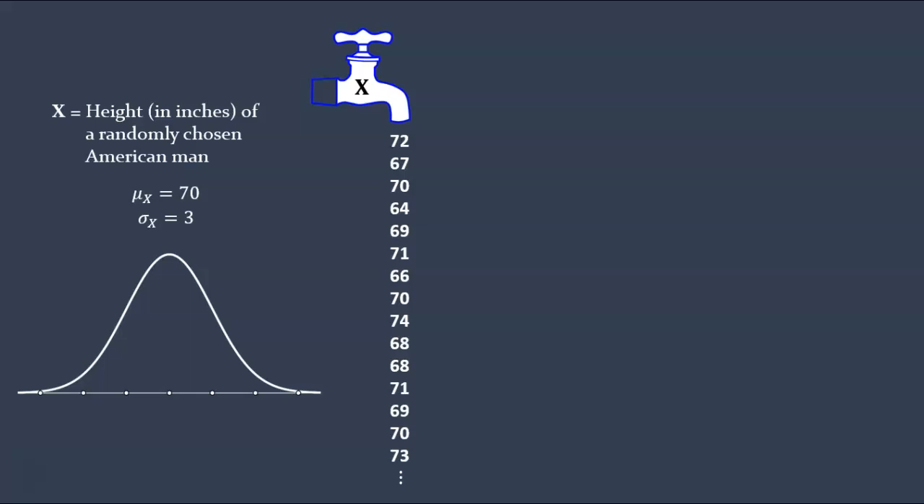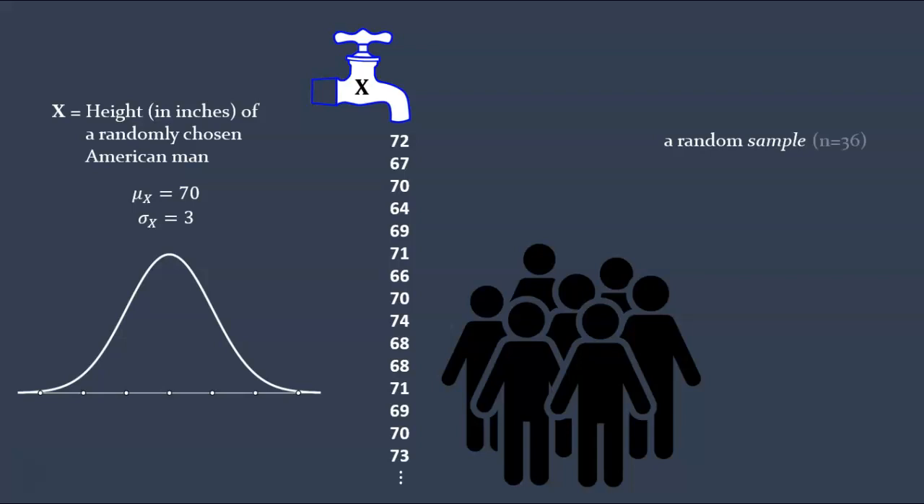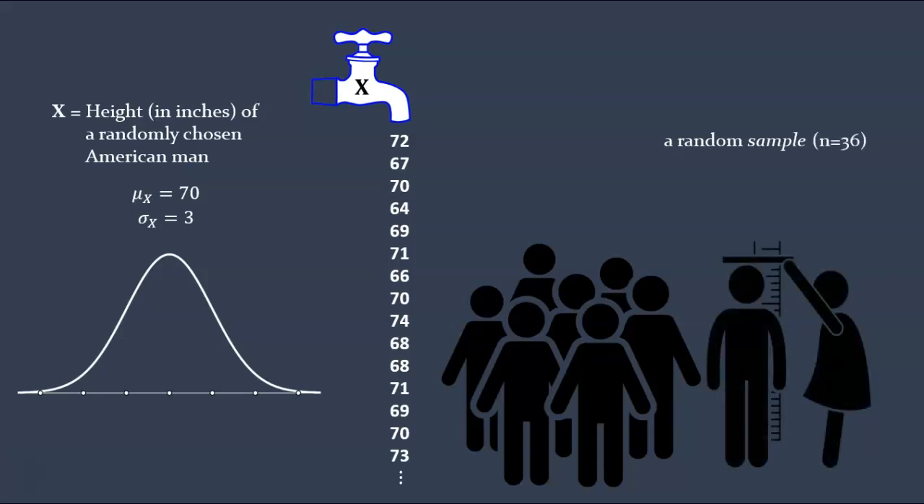Instead of taking one random man's height, we'll take a random sample of many men, let's say 36 of them to be definite, and we'll measure each man's height, and then, and this is the new part, we'll take the mean of all 36 heights. For the sake of argument, let's say this sample's mean height is 69.6 inches. Not surprisingly, this is close to the mean height of the whole population, 70 inches, but we recognize that the particular value of 69.6 was due to the luck of the draw.